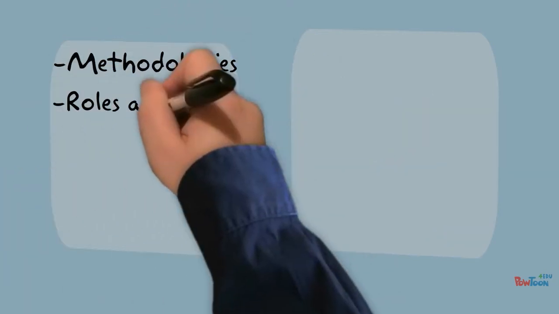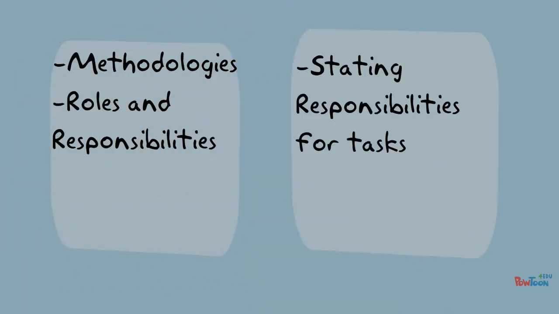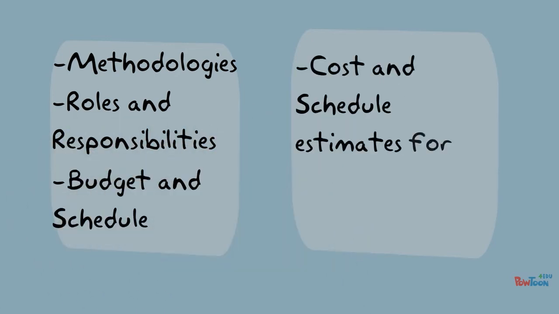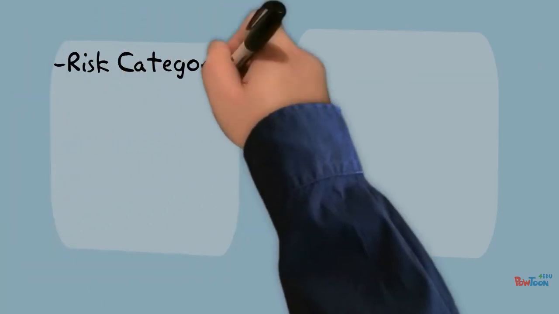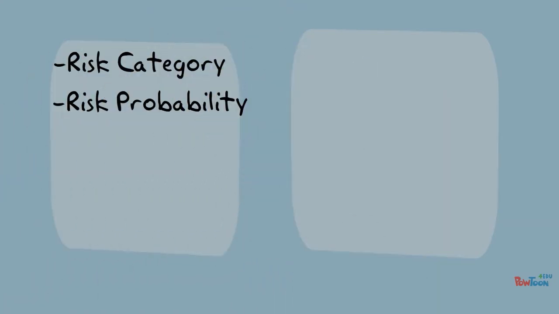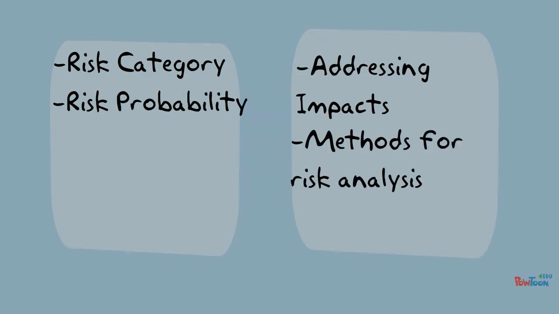Roles and responsibilities, stating which people are responsible for implementing special tasks and deliverables. Budget and schedule, which state estimated costs and schedules for risk-related activities. Risk category, the main categories for a risk project. Risk probability and impact. How will probability and impact items be addressed? What scoring and interpretation methods are used for quantitative and qualitative analysis of risk?